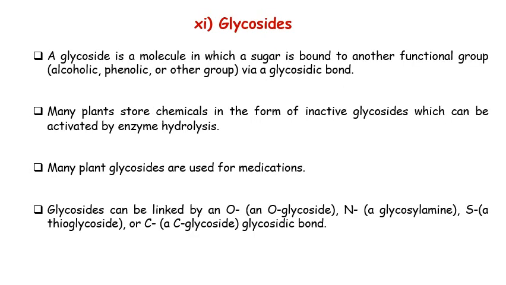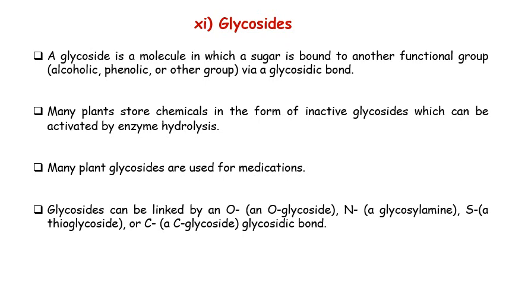The next one is glycosides. A glycoside is a molecule in which a sugar is bound to another functional group. That functional group may be alcoholic or phenolic or any other group, with a glycosidic bond. Before, we talked about two sugar molecules linked together with a glycosidic bond, forming disaccharides, oligosaccharides or polysaccharides. But if a sugar molecule is bound with another functional group, alcoholic, phenolic or any other, with a glycosidic bond, then we call that molecule a glycoside.